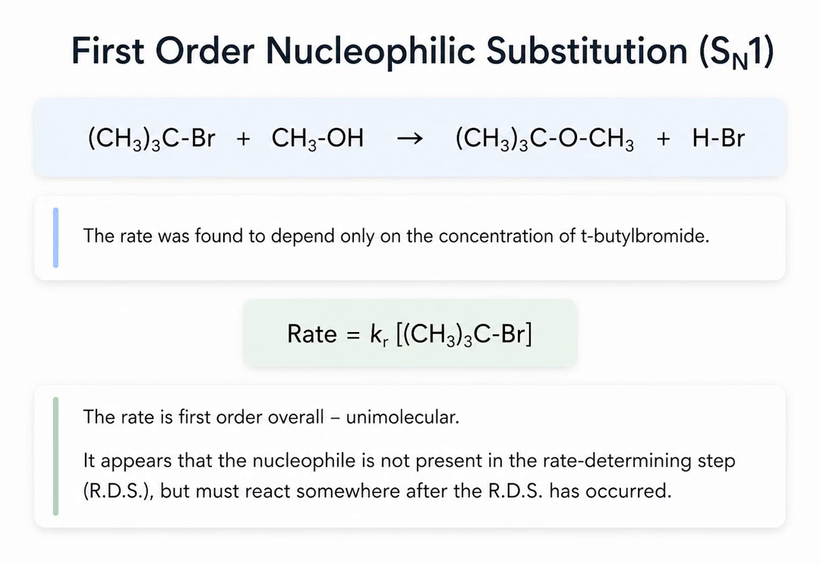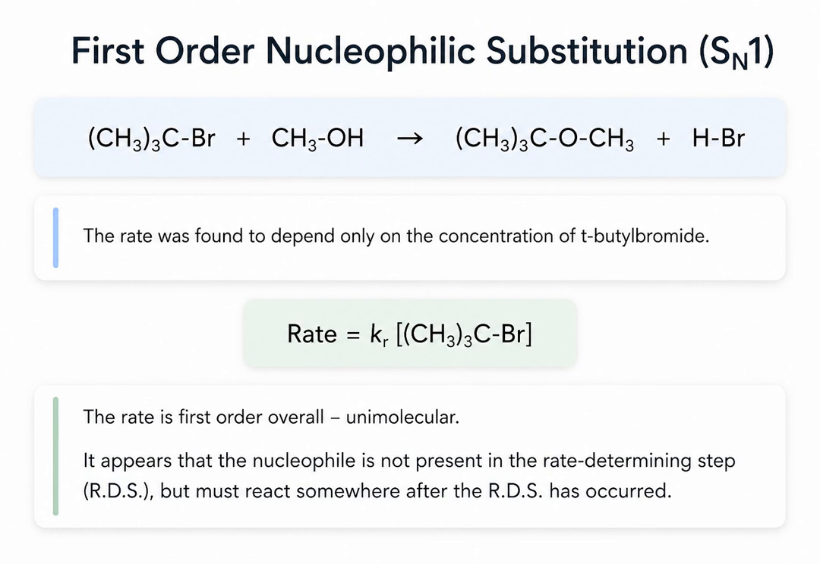Moving right along to our next major reaction type, let's examine first-order nucleophilic substitution, commonly known as SN1. Consider the reaction of tert-butyl bromide with methanol to form tert-butyl methyl ether and hydrogen bromide. When we study the kinetics of this specific reaction, we find something interesting. The rate depends entirely on the concentration of the alkyl halide, tert-butyl bromide. The concentration of the methanol nucleophile doesn't affect the rate at all. This gives us a rate law of rate equals k times the concentration of tert-butyl bromide. Because the rate depends on only one reactant, it is first order overall, or unimolecular.